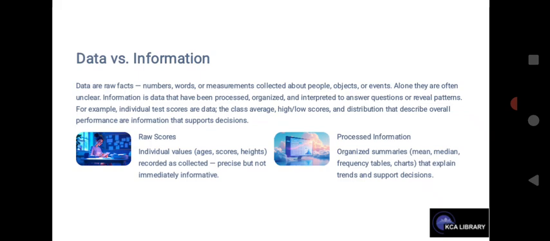So, raw data can be individual values such as age, scores, height, that are recorded as collected. But when they are processed, they become organized summaries, where you've calculated the mean, you find the median, the frequency table, and even try to visualize it using charts, so that it explains trends to support your decision.